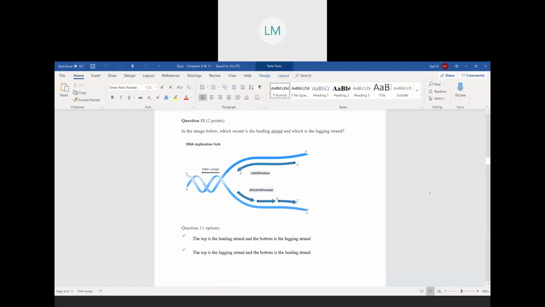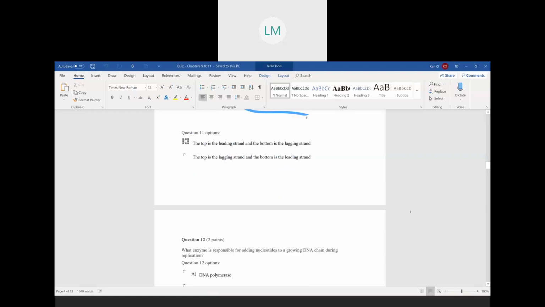Question number 11, we've got this picture here, and we've got one leading strand and one lagging strand in our DNA replication. We wanted to say which one, the top strand or the bottom strand, is leading and lagging. So the top strand is our leading strand because that one is replicated continuously. And then the bottom strand here is our lagging strand because it's done in chunks, and then these chunks get connected together. So the top is the leading strand.